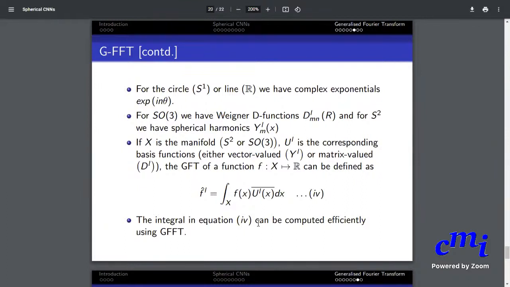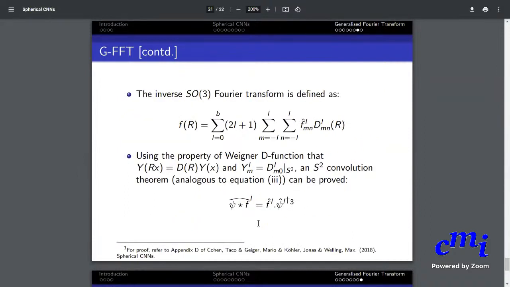If you want to do correlation, you can take the FFT, multiply the f hat l and the kernel's hat in the other domain, and apply the inverse. The paper also goes on to prove that the convolution theorem that we have for the regular cases also holds in this spherical domain, when we are working with S2 and SO3.